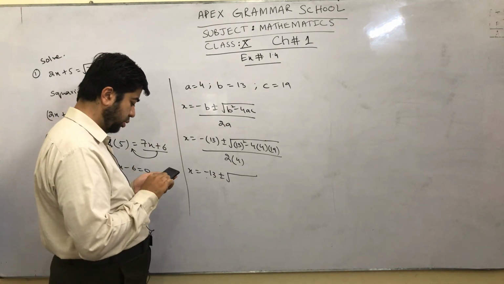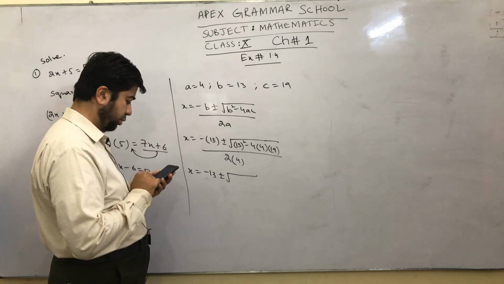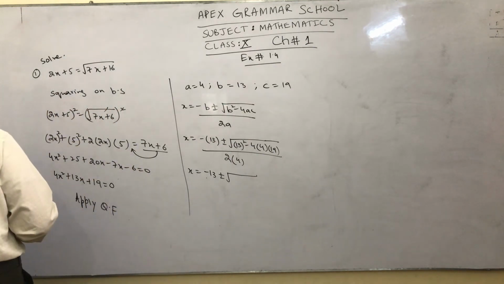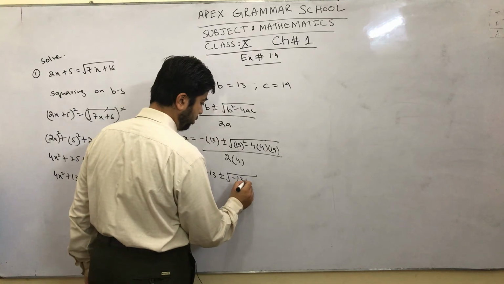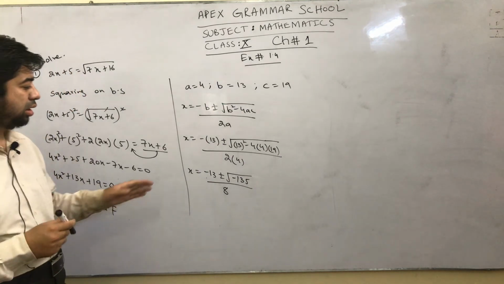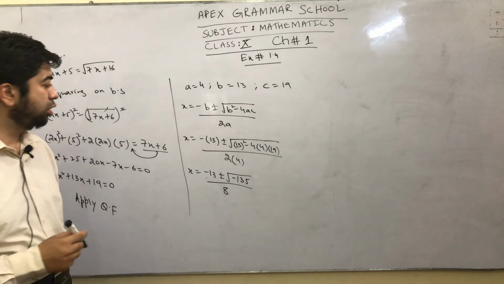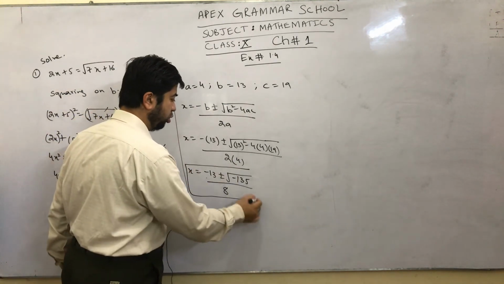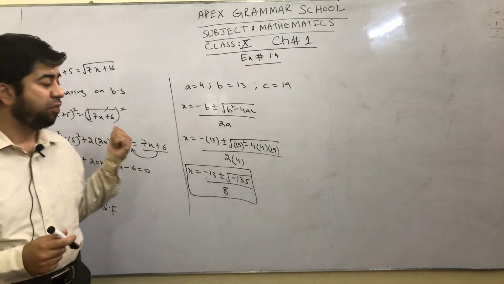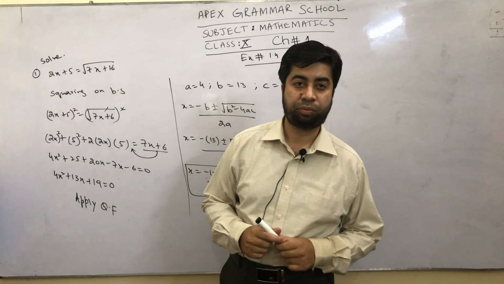Thirteen square into... So this is negative 135 and 2 fours are 8. Now these both are roots, negative 13 plus minus under root minus 135. So basically this is the solution. You just have to check the values, put the values within this question, and whichever satisfies this root will be the answer.